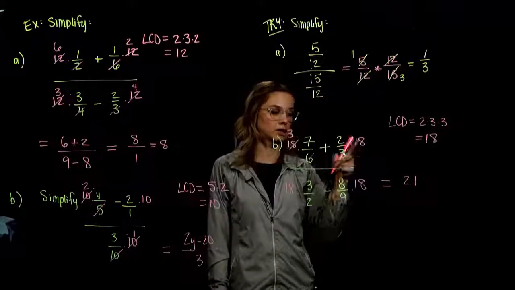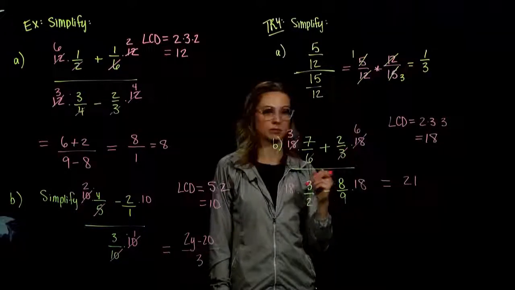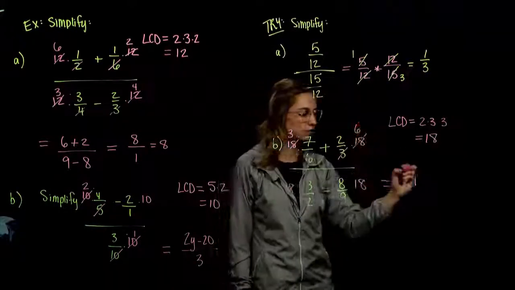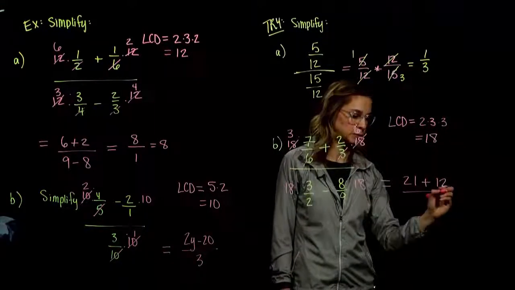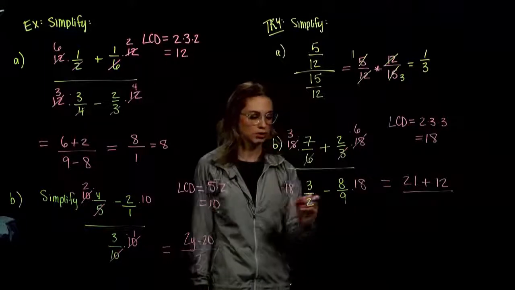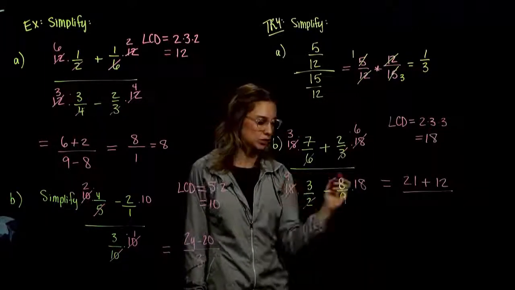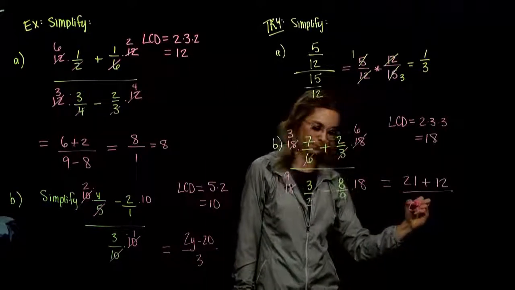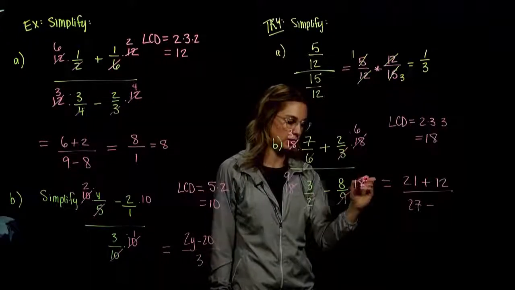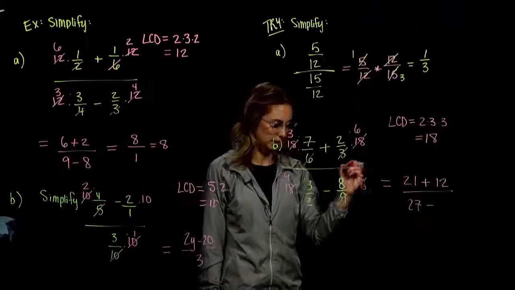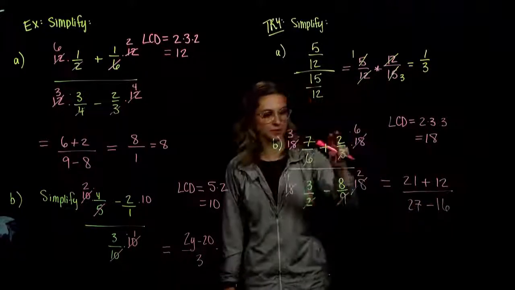Same story over here. Let's do the division first. 3 goes into 18 6 times. And 6 times 2 gives us 12. Down below, 2 goes into 18 how many times? 9. And 9 times 3 is 27. Then we're subtracting off whatever term pops out here. 9 goes into 18 2 times, and 2 times 8 is 16. So we got rid of the small fractions.